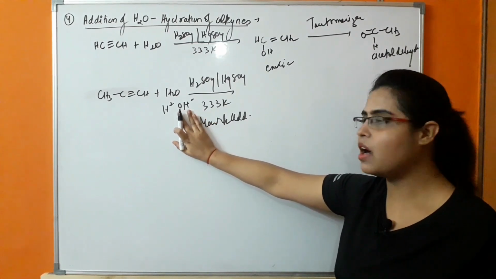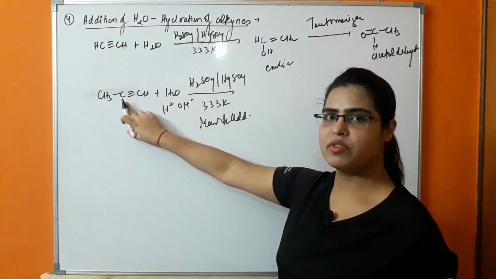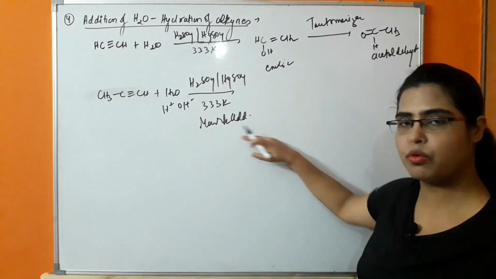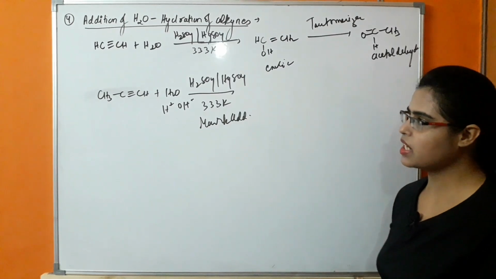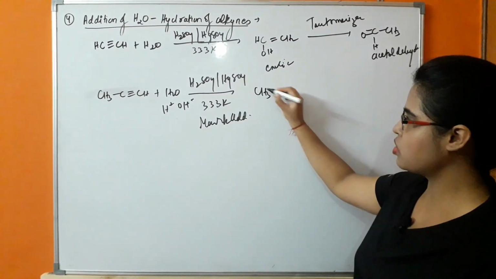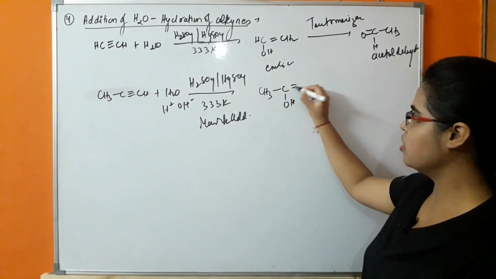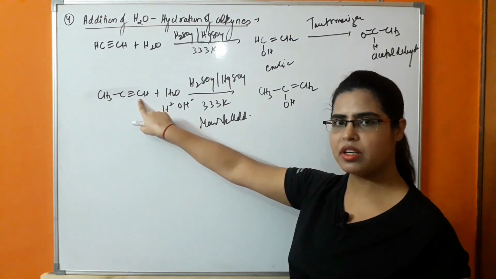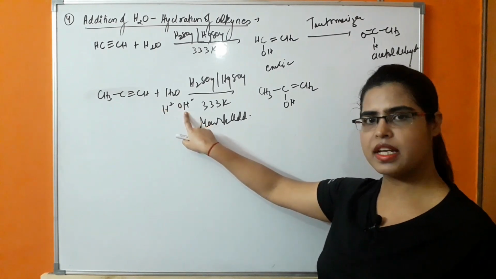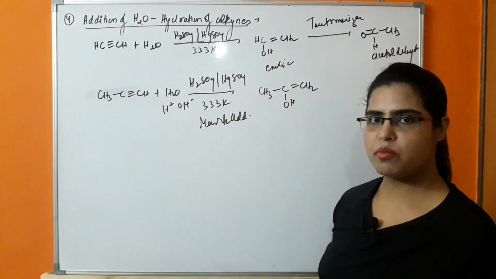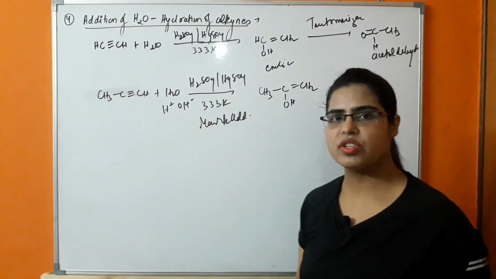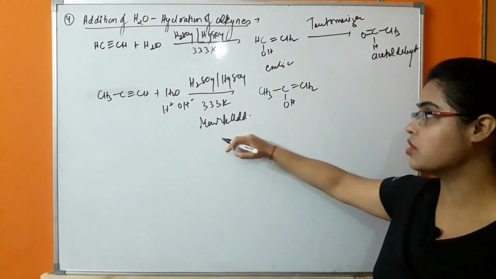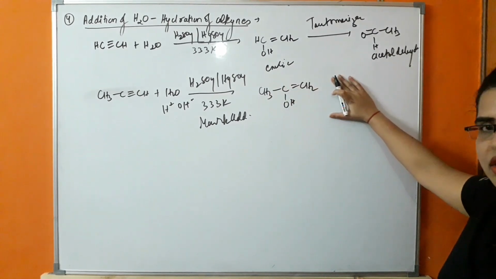So nucleophilic part will attack on the carbon which is having less number of hydrogen. It means it is following Markovnikov addition. So what will be happening in this case? There will be formation of CCOH double bond CH2. It means electrophile will attack on this carbon, whereas nucleophile, that is negative part of this water molecule, is attacking on the carbon which is having less number of hydrogen. It means it is following Markovnikov addition.